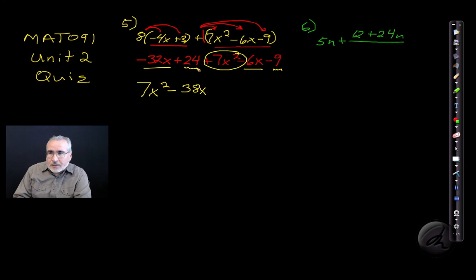The 24 plus negative 9, the signs are opposite, so we will subtract. 24 minus 9 is 15. And the absolute value of 24 is larger than 9, and it's positive, so that means that the sign is going to be positive. And that's the answer to this one.